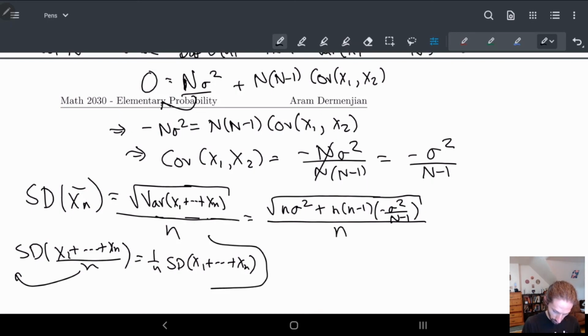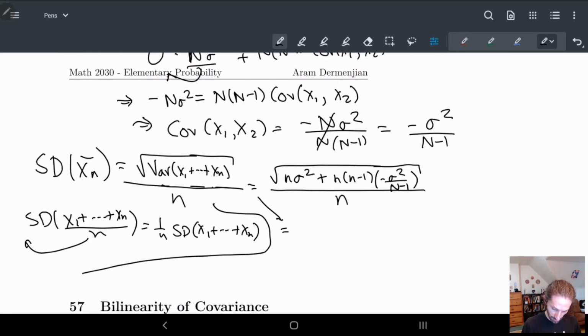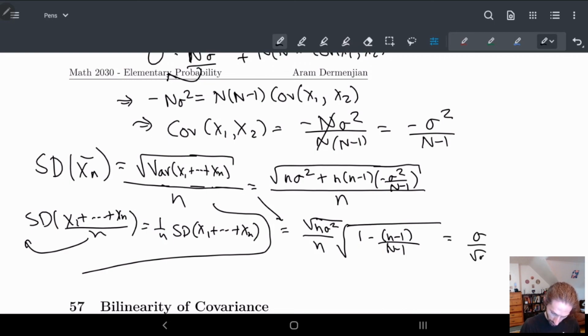This is a side note for that mistake. So this is equal to, let's see, I can pull out a square root of n divided by n, and then I have a sigma, so I can pull out a sigma squared too, and we get 1 plus n minus 1, or I guess I can bring the minus here, divided by n minus 1. So we get sigma over square root of n times the square root of 1 minus n minus 1 over n minus 1. And I guess this is where I leave it.